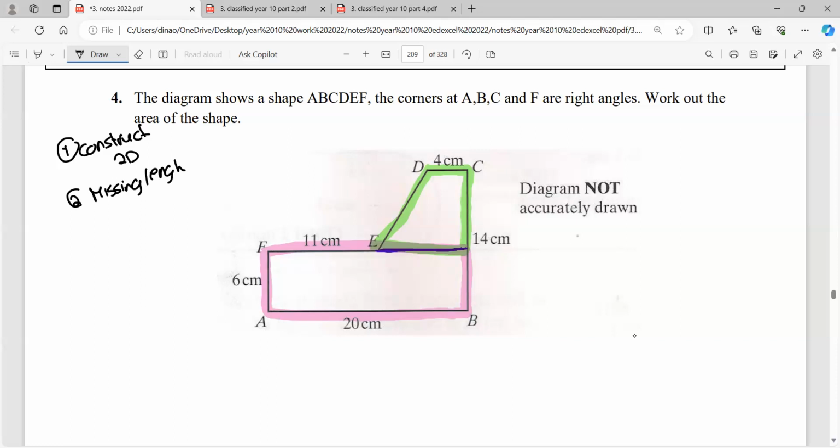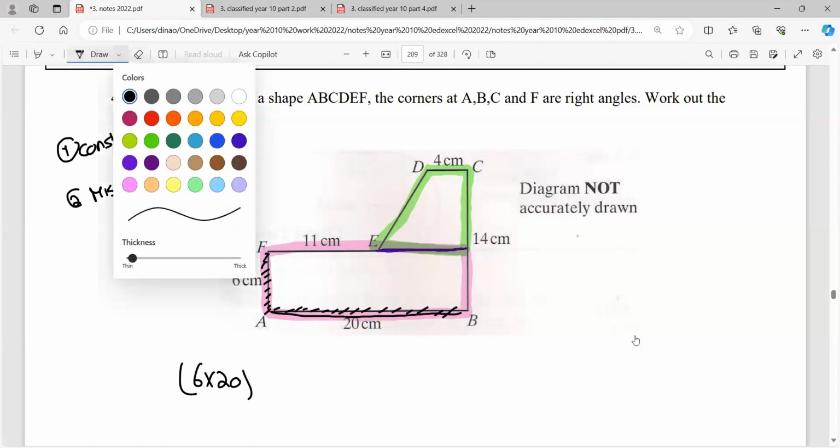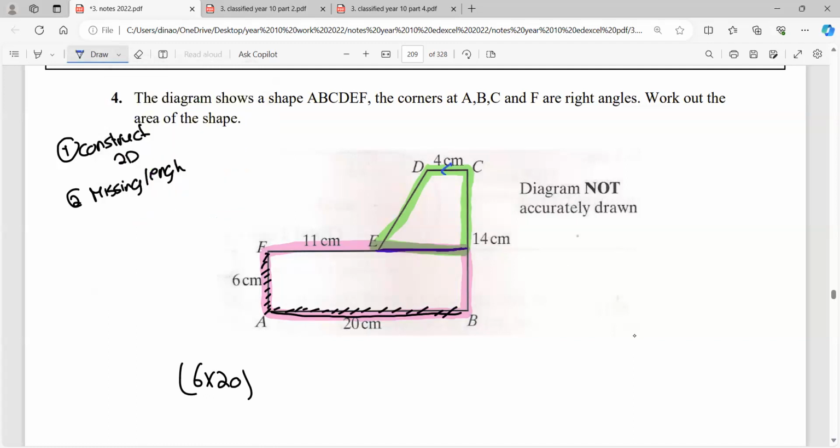Now, by looking at the rectangle, I don't have missing dimensions, as I can easily calculate the area. I have this base and the height over here. Length times width, base times height, Muhammad times Hussein, you can call them whatever you want. Okay, so the area here is 6 times 20. Very clear.